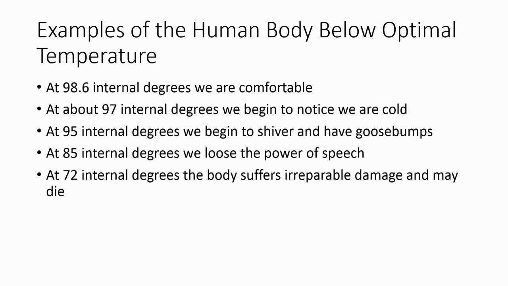Well, when your internal core temperature gets to 97, you begin to notice you're cold, right? So when the core temperature drops to 95, we begin to shiver and you get goosebumps on your skin, right? If our core temperature drops to 85, that's our internal core temperature, we pretty much lose power of speech. You're in hypothermia at that point, okay? If it ever drops to 72 degrees, you've done irreparable damage to portions of your body.